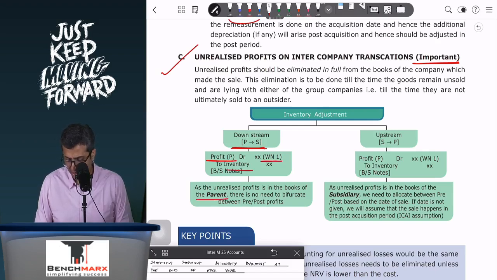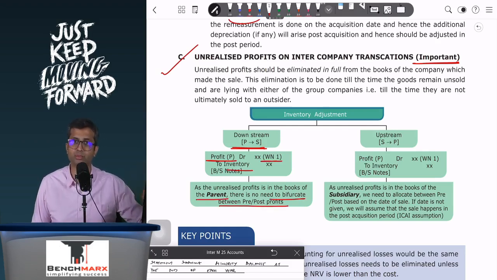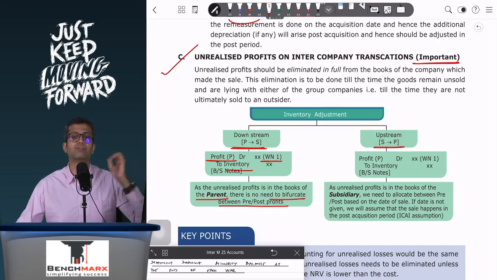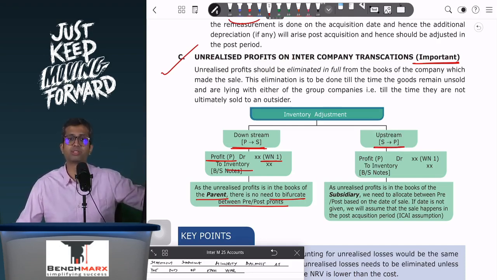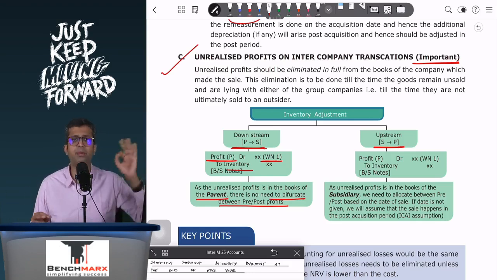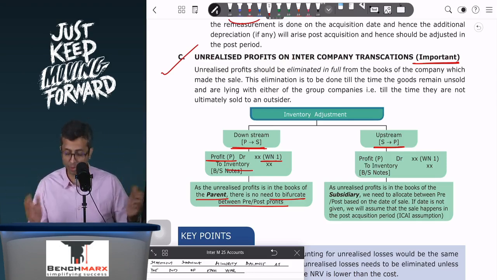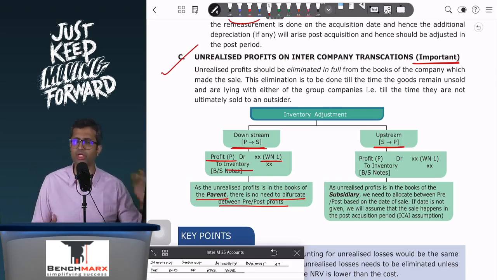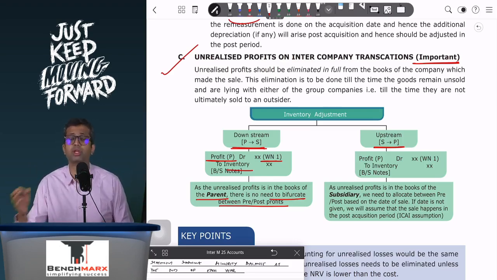As the unrealized profits are in the books of the parent, there is no need to bifurcate between pre and post or between parent and minorities because it is in the books of the parent. The problem arises if it is in the books of the subsidiary, which is an upstream transaction. If the subsidiary were to sell inventory of 100 at 120, there's a 20 rupee profit and the parent's books have inventory worth 120. Now, this profit of 20 would have arisen in the subsidiary's books when, depending on the date of sale, you will classify it between pre and post. If the sale had happened after the date of acquisition, it is post. If it had happened before the date of acquisition, it is pre.